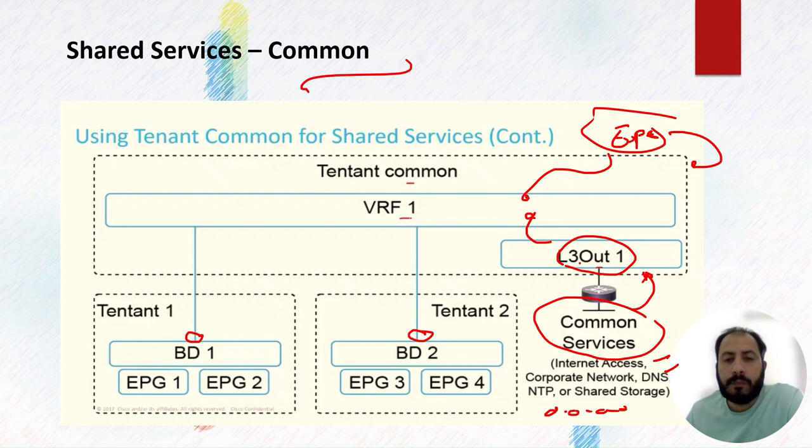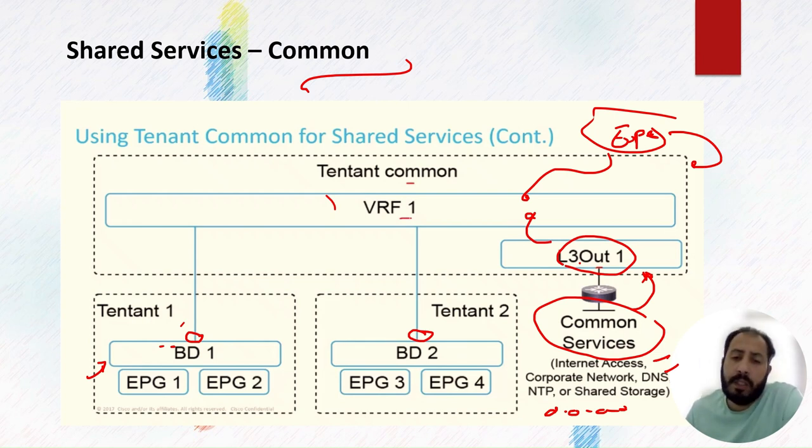So whenever you have some bridge domain which needs to have access to this particular service, it needs to be attached to the common VRF, that will route it across tenants to the L3 out, which is pointing to the service. Now, how does this relationship happen, how does the leakage between tenants happen?